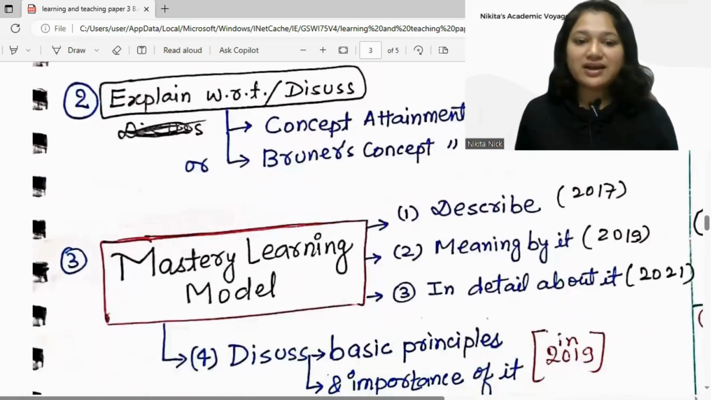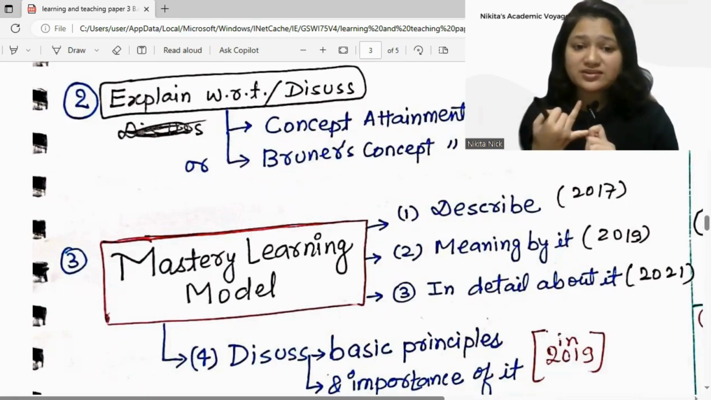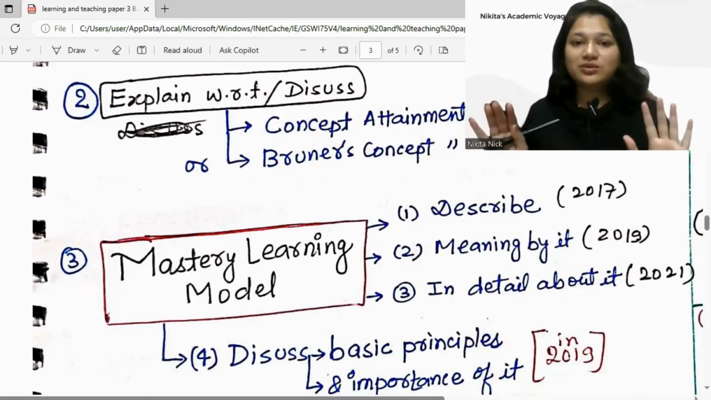The third one is the mastery learning model. Mastery learning model means what? Describe about mastery learning model, meaning of mastery learning model, in detail about mastery learning model. So you got the point?